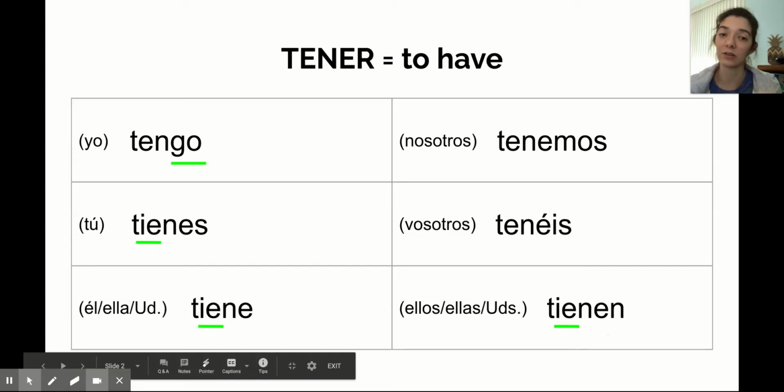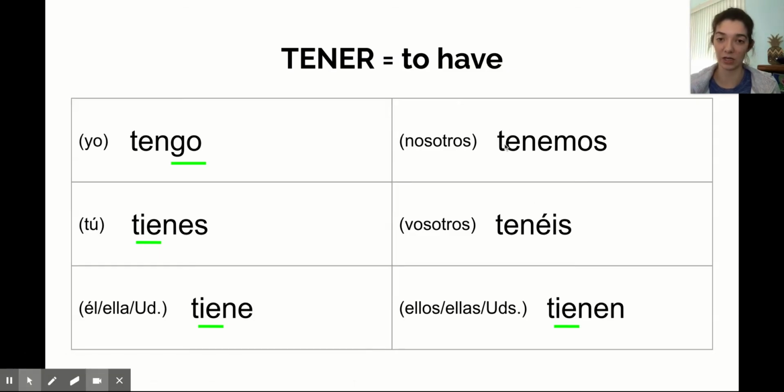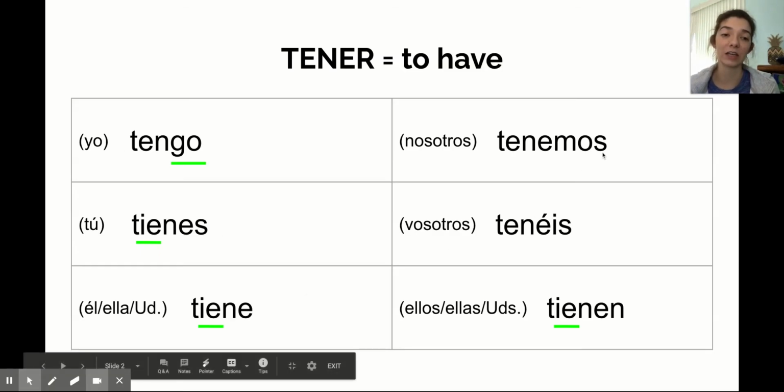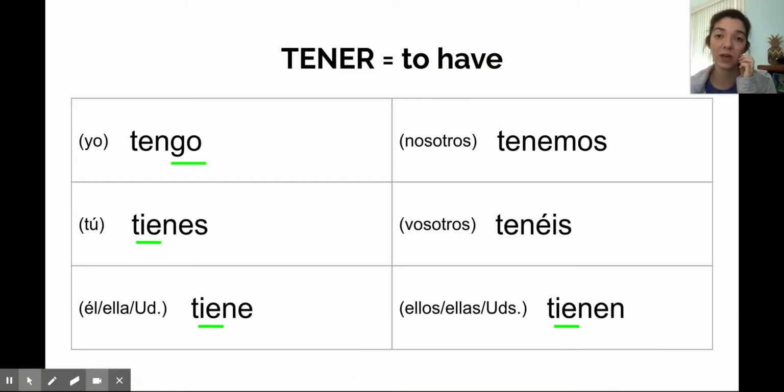Tener is a little bit different. But notice, nosotros and vosotros follow the same pattern. There is no IE happening here. It's just tenemos, tenéis. So repeat after me: tengo, tienes, tiene, tenemos, tenéis, tienen. For I have, you have, he has, she has, we have, etc. Okay, this is the verb tener.